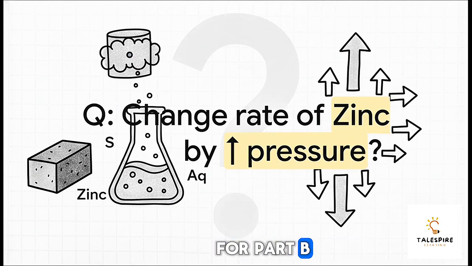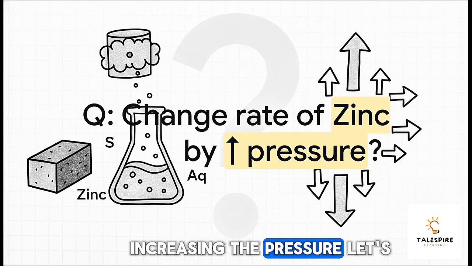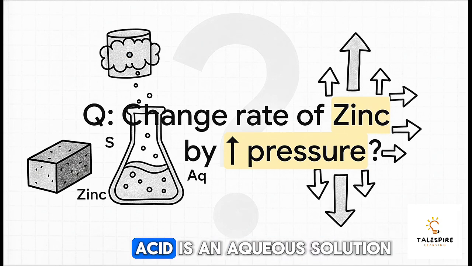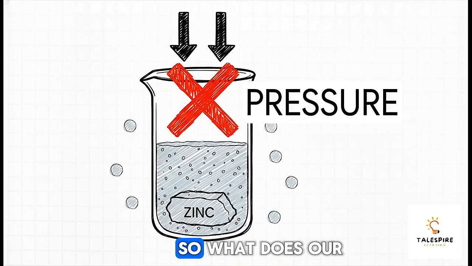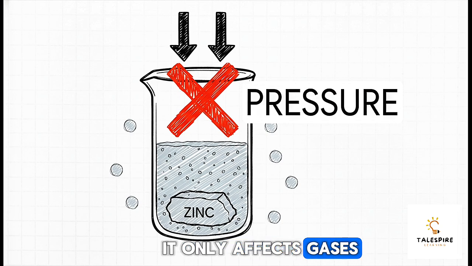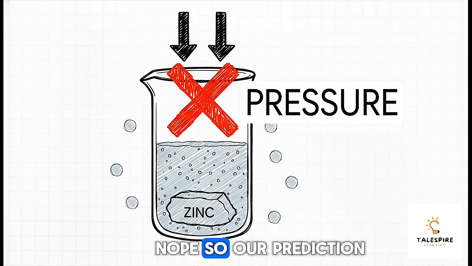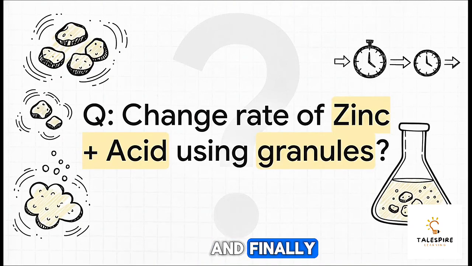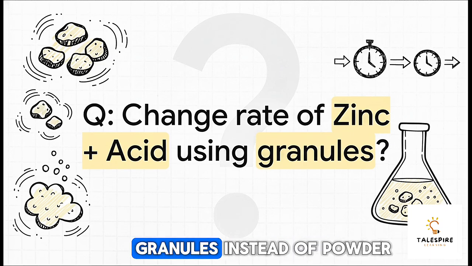Now for part B, increasing the pressure. Let's go back to our blueprint. What are the states of our reactants? Well, the zinc is a solid and the acid is an aqueous solution. So what does our blueprint say about pressure? It only affects gases. Are any of our reactants a gas? Nope. So our prediction is no effect on the rate. And that's exactly right. And finally, part C, using zinc granules instead of powder.